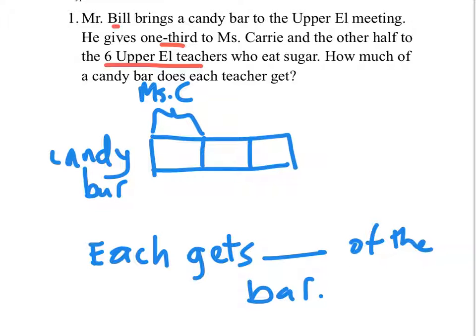And then the other half goes to 6. Well, it's not the other half, it's the other part, right? What's left goes to the 6 people. So we have to divide this part up into 6. So that would be 3 and 3. So let's divide it up into 3 and 3. There we go. So now each of the 6 teachers gets one of these parts.